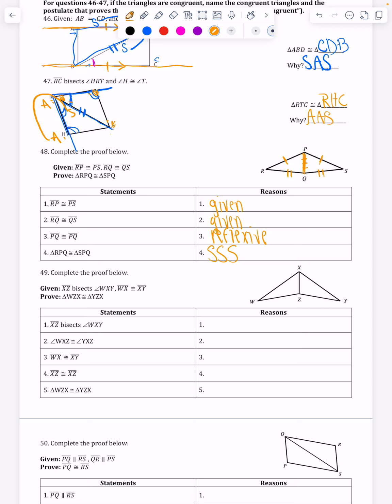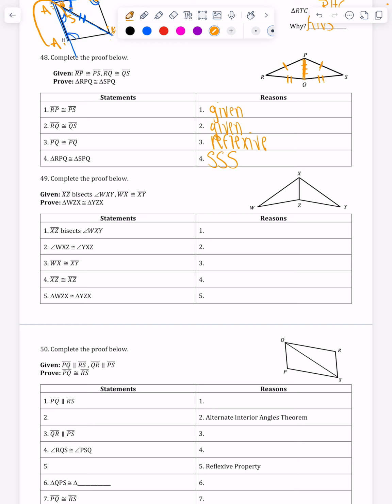Okay, not last but not least, two more. So XZ bisects angle WXY. So angle WXY is right here. And then YZ comes through and it bisects it, which means that these two angles that I just marked are congruent. It also tells us that WX and YX are congruent.